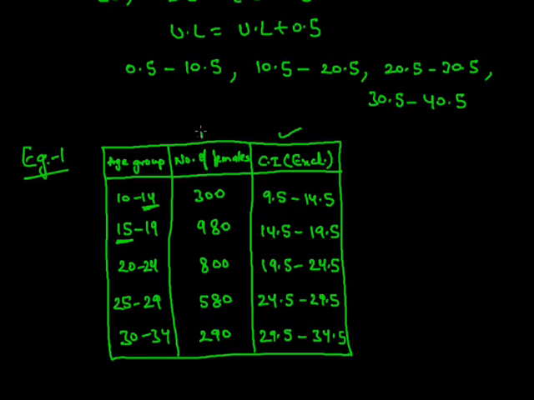and the number of females in the form of a histogram. So this class interval again will be on the x-axis and the number of females will be on the y-axis. So now it is easier for us to plot the histogram.